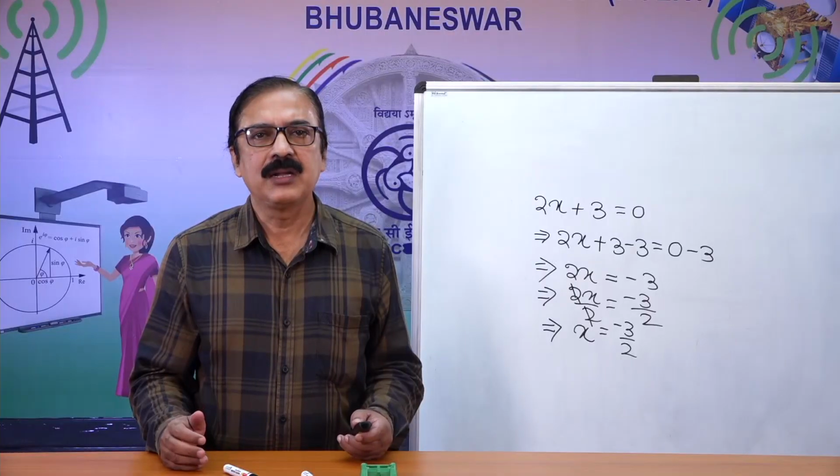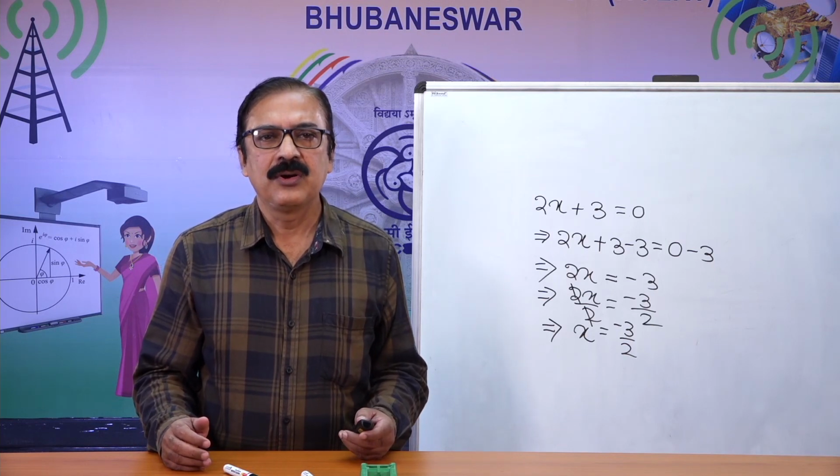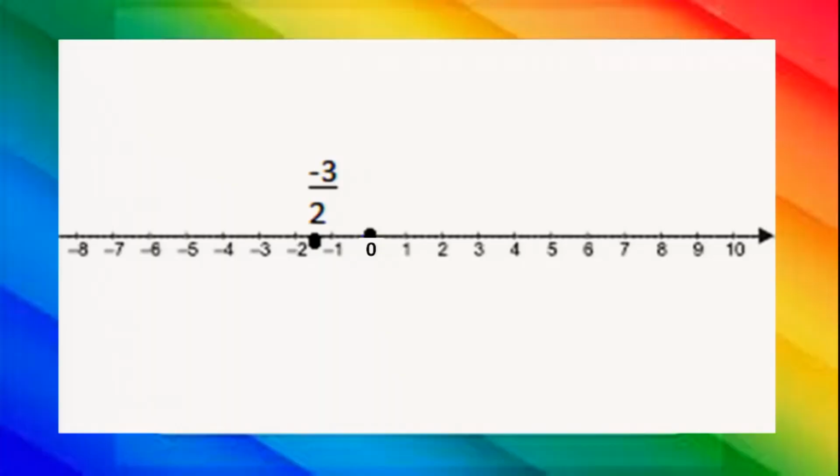You have already studied the number line, so the value of minus 3 by 2 is represented on a number line like this, where 0 is said to be the origin, and to the right of it are all the positive numbers and to the left of it all the negative numbers.